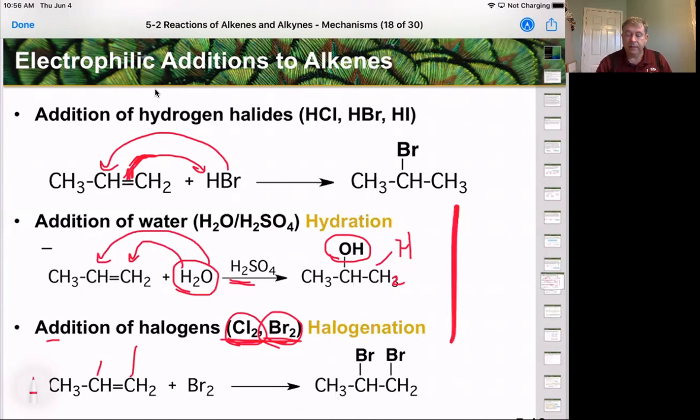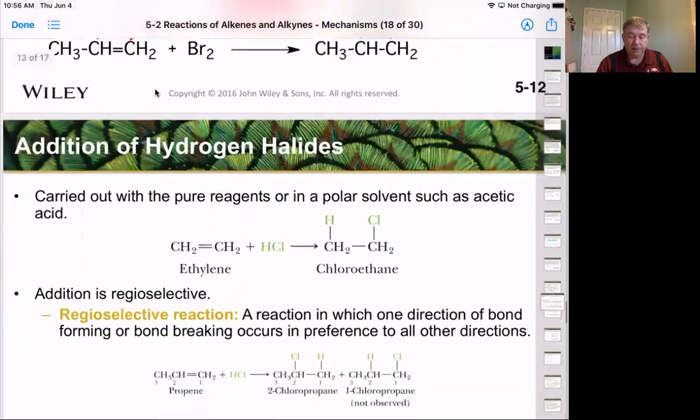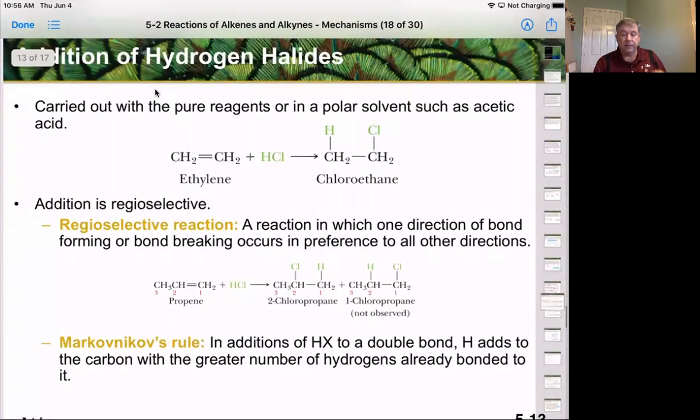Okay, so the next reactions we're going to look at are the additions of hydrogen halides. When we talk about the addition of hydrogen halides across the double bond, we typically use just the neat materials. We can use them as gases, or we can use them in a solvent that is very polar. It helps to make the reaction happen.